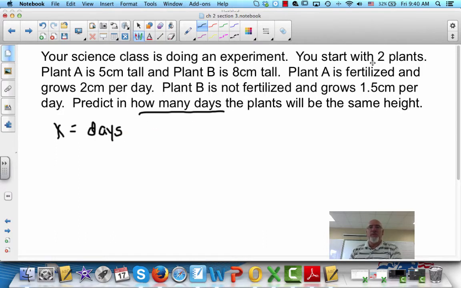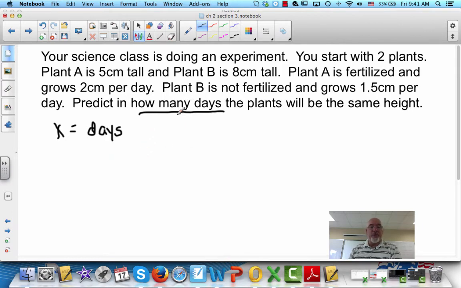It says you start with two plants. Plant A is 5 centimeters tall. Plant B is 8 centimeters tall. Plant A is fertilized and grows 2 centimeters per day, and plant B is not fertilized and grows 1.5 centimeters per day. They want to be the same height.